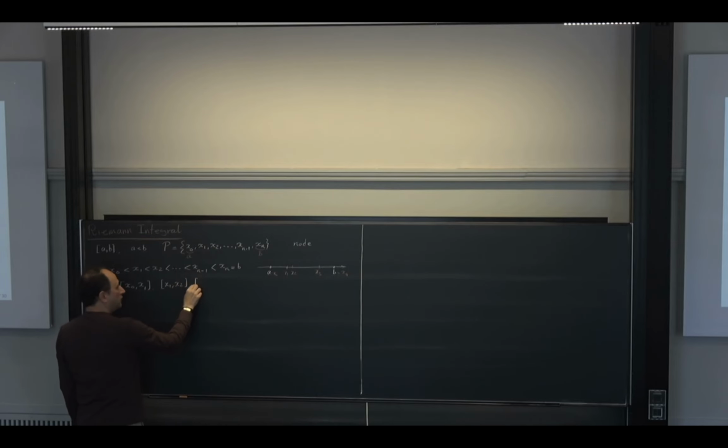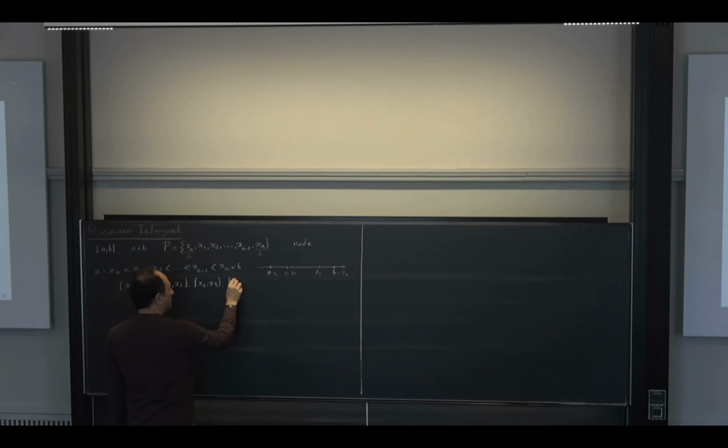And then the third one is what? This is the first one, this is the second one. The third one goes from x2 to x3. And then finally the last one starts from x3, including x3, and goes to x4. Okay? So these are called subintervals.